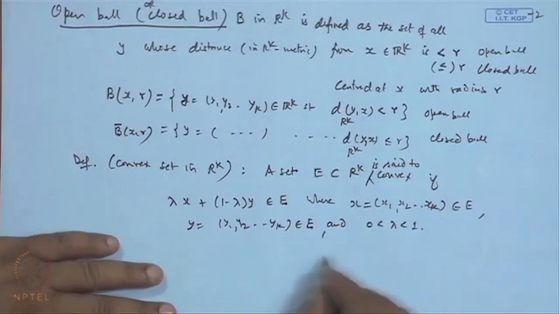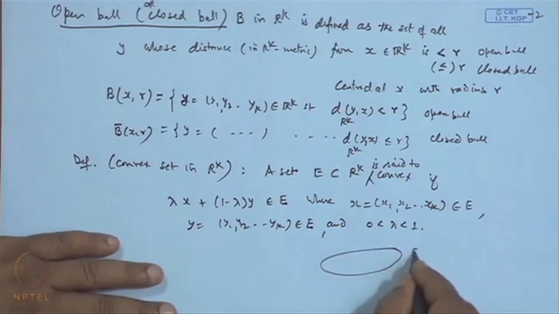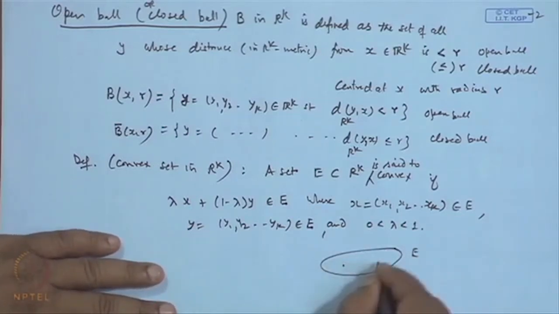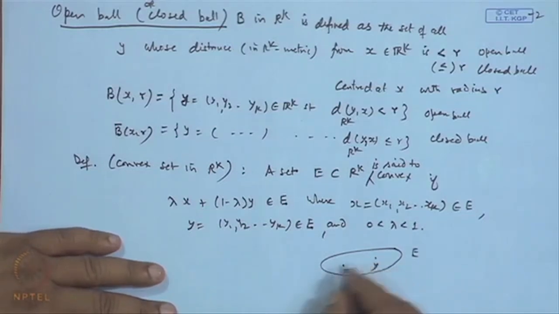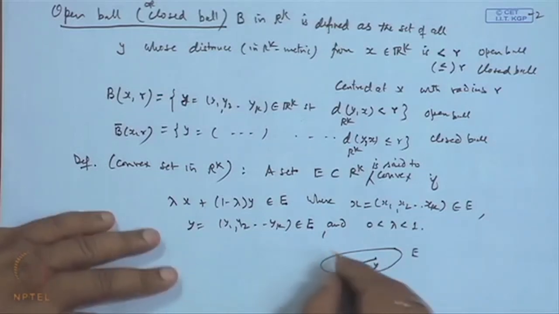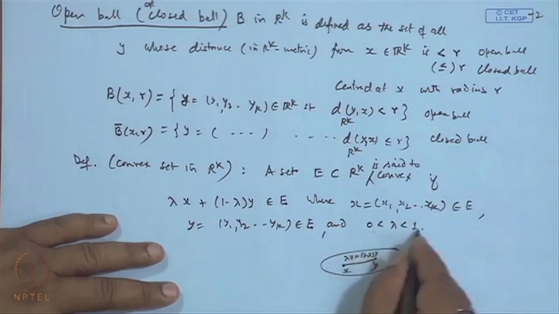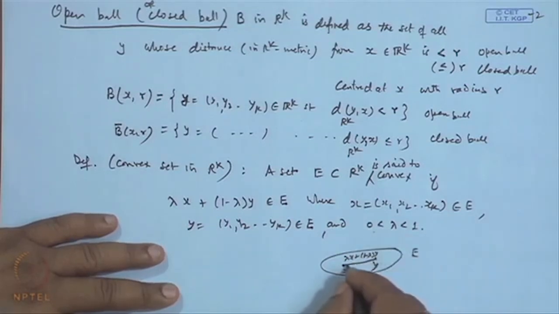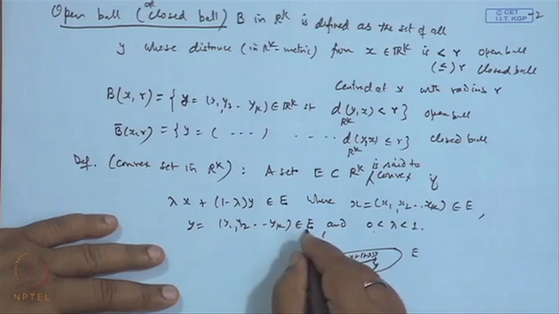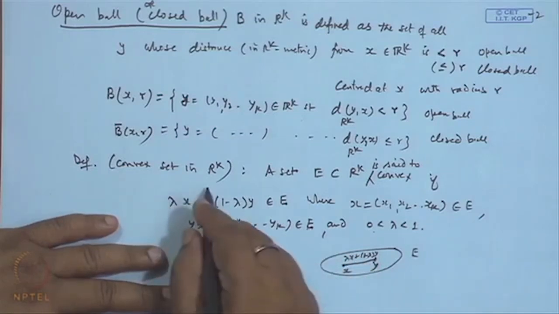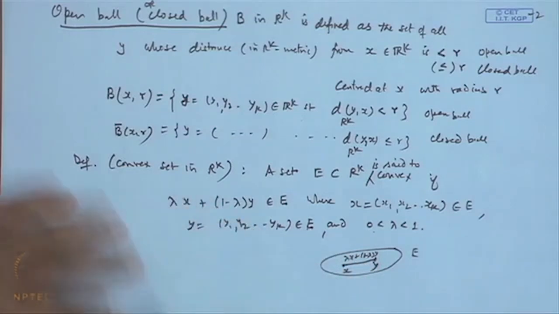It means this is our set, say E. Take the 2 points x and y. The line segment joining these 2 points, that is lambda x plus 1 minus lambda y, is the set of all points in between x and y, because lambda lies between 0 and 1. So, if the entire line segment also lies in E, then we say set E is convex.